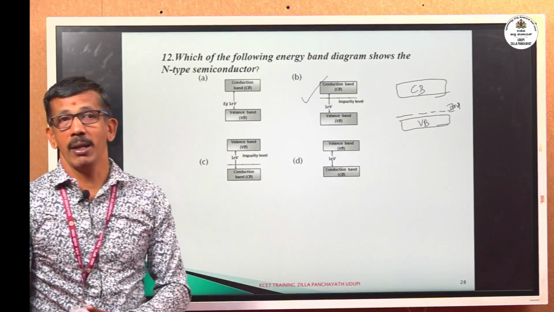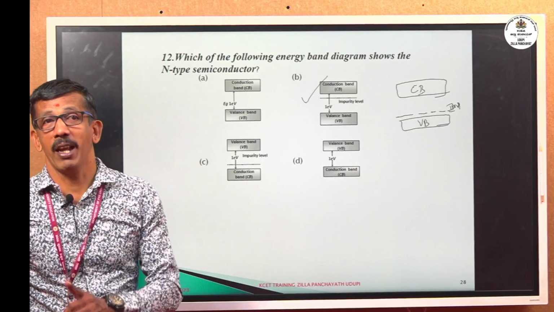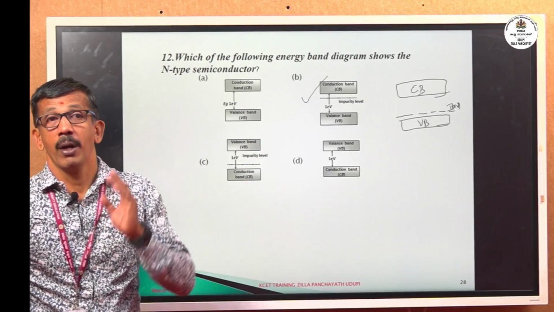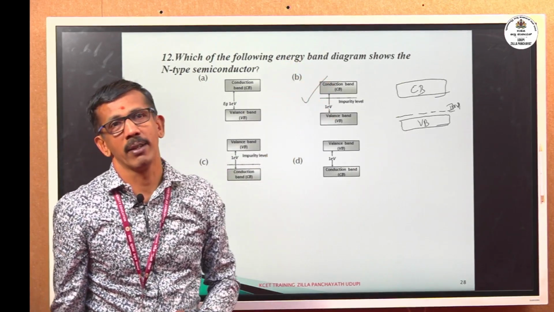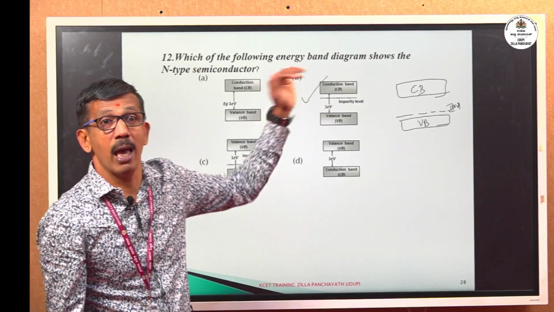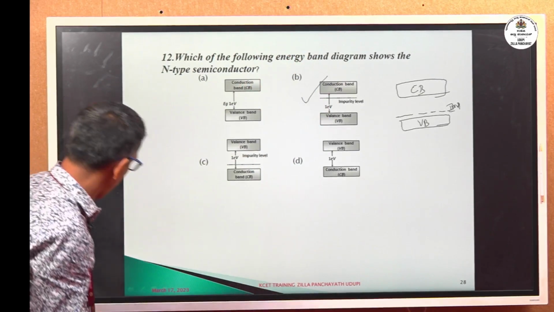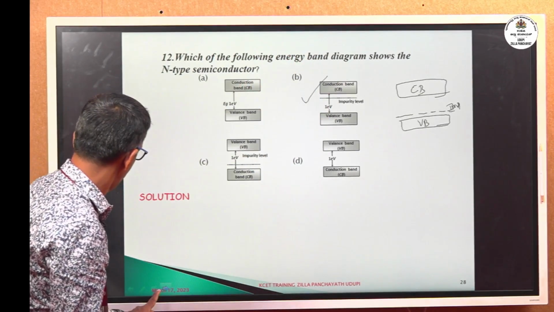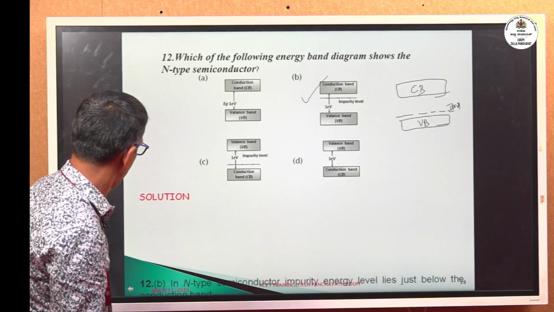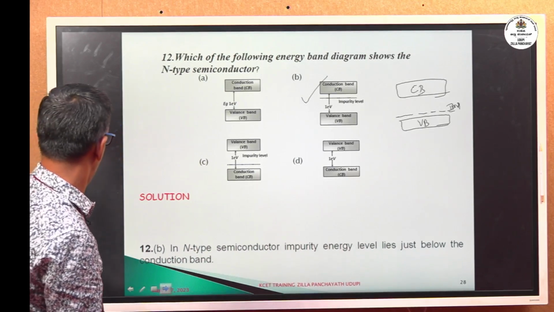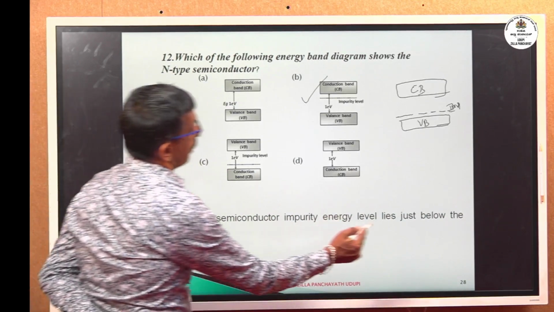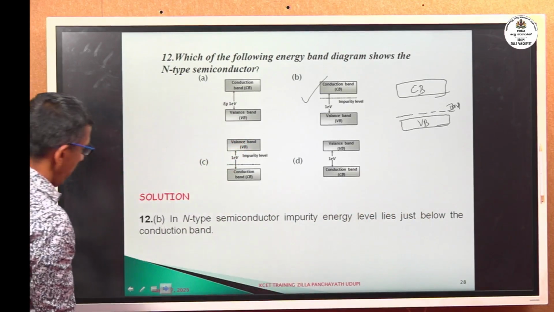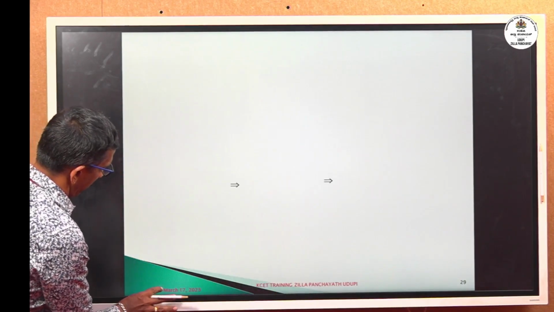Keep in mind, in case of energy band, the conduction band always lies above the valence band. In n-type semiconductor, the impurity energy level lies just below the conduction band. We move on to the next question.